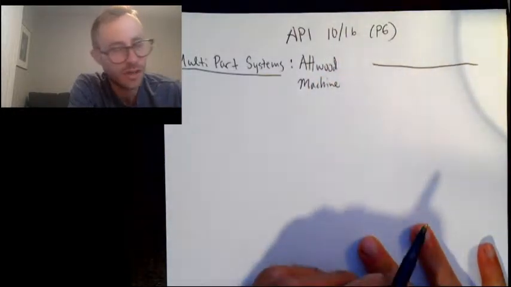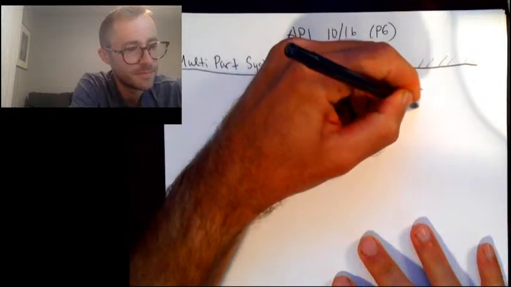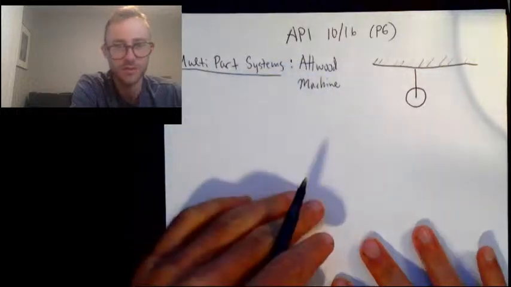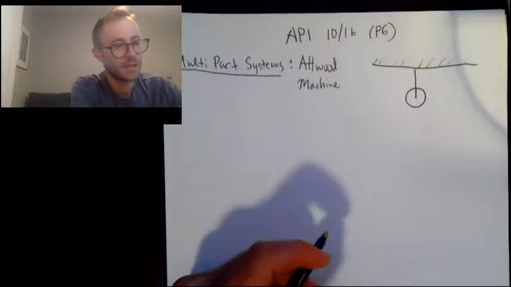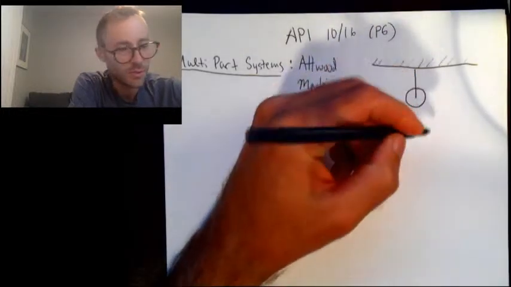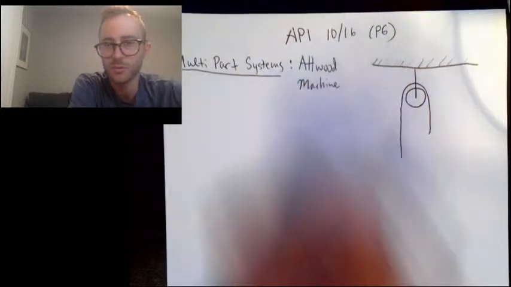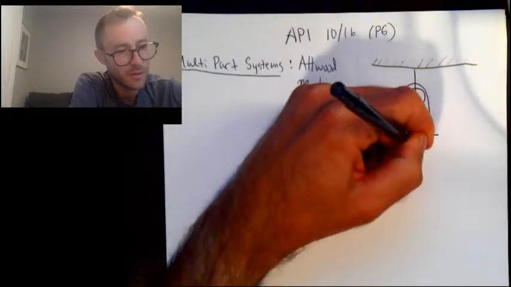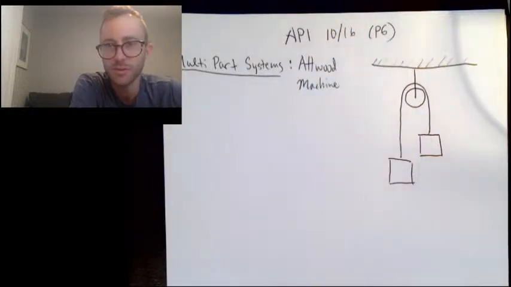So an Atwood machine has a ceiling and there's a pulley that is hanging from the ceiling. If you don't know what a pulley is, it's basically a cylinder that can rotate, and it has grooves where you can put a rope over the top of the pulley. So there's a rope, and then on either end of the rope, there are some masses. So this is kind of a classic example of a multi-part system.